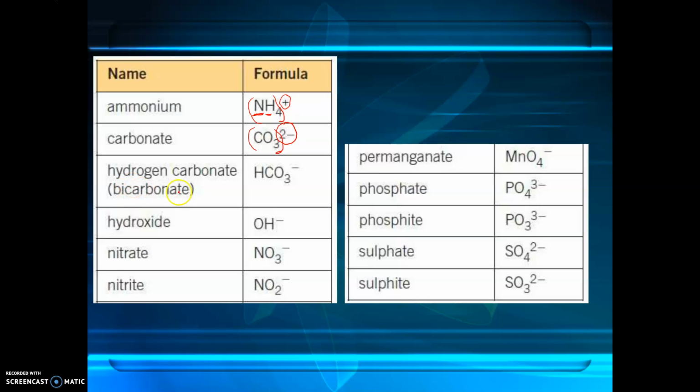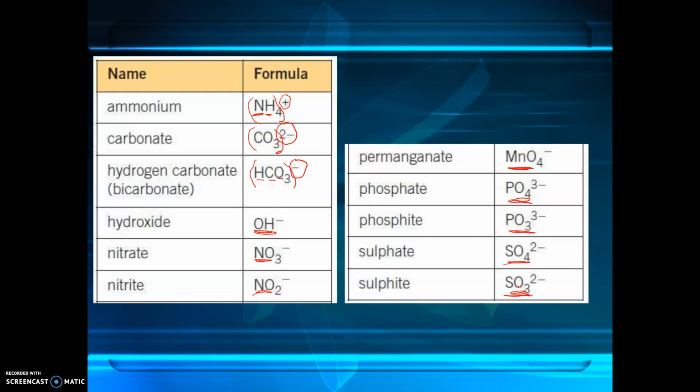We have hydrogen carbonate, or what we call bicarbonate. That's what's in Tums, to neutralize acid in our stomachs. You can see that there are 3 elements in this one, but they're grouped together and they have this overall charge. Next, we have hydroxide, nitrate, nitride, permanganate, phosphate, phosphite, sulfate, and sulfite.